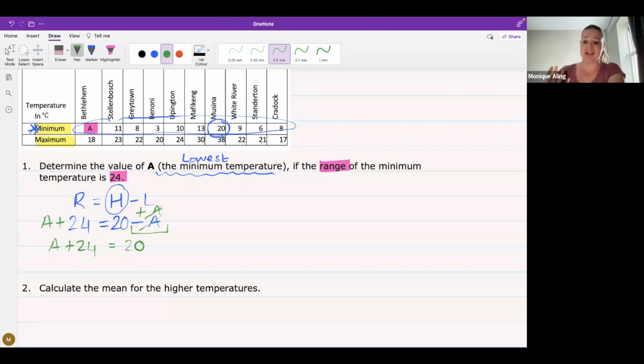Now I want to get A by itself, so I need to get rid of the 24. So to get rid of the 24, I do the opposite operation, which is a negative. So those can cancel out because minus 24 plus 24 gives you 0. But I need to do the same on the other side of the equal sign. So A is equal to 20 minus 24, which is negative 4.